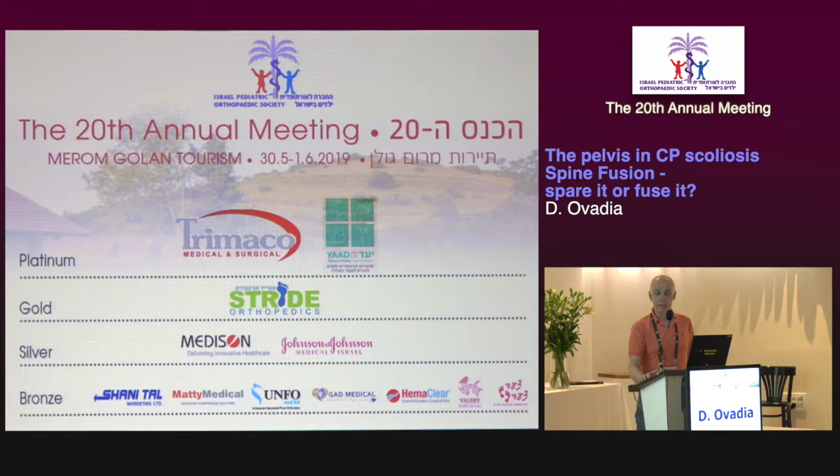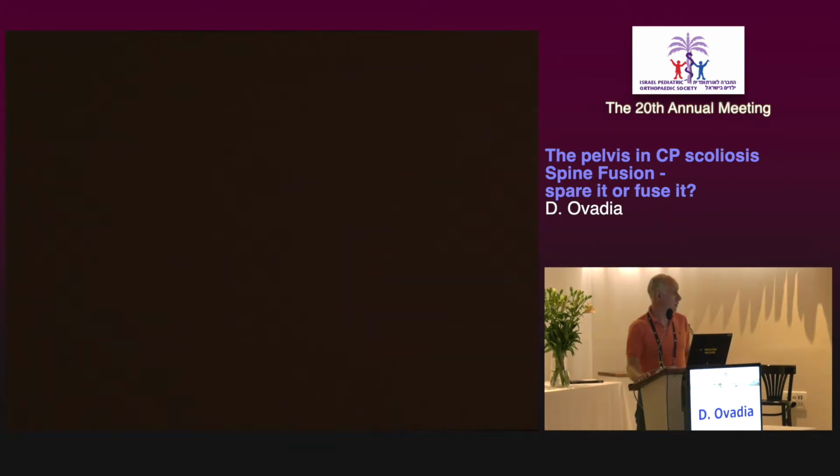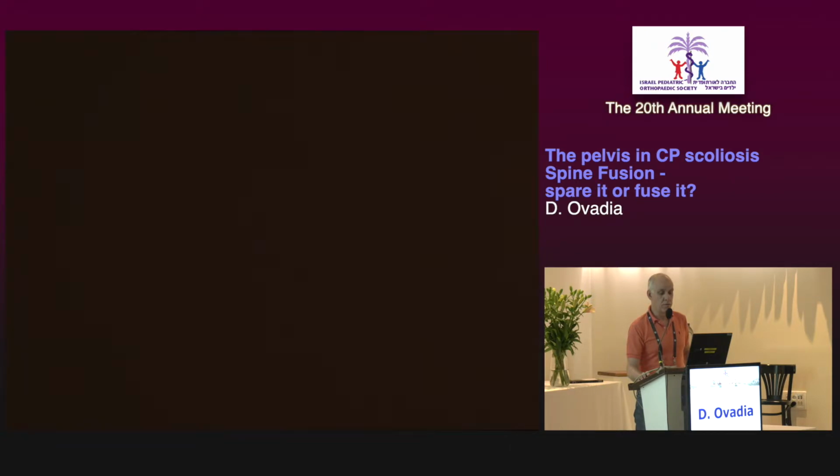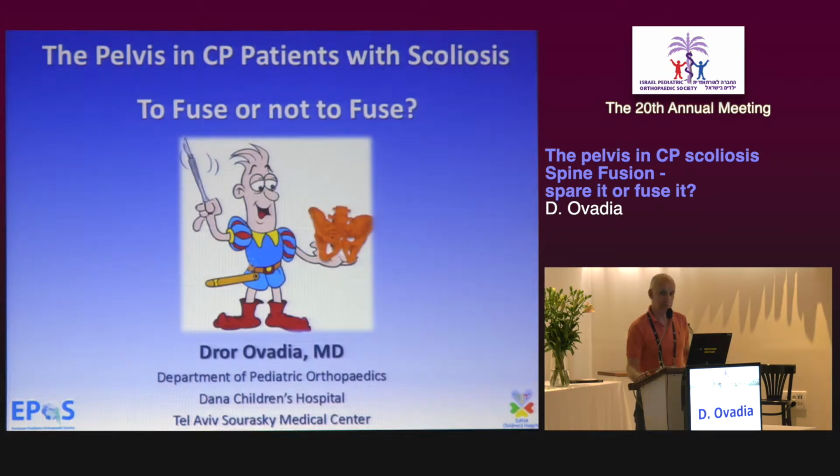So when we treat spine deformities in CP patients, one of the crucial questions is whether or not we should include the pelvis into the fusion or not to include it. So the question is to fuse or not to fuse.